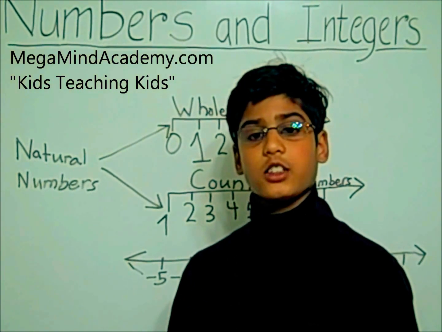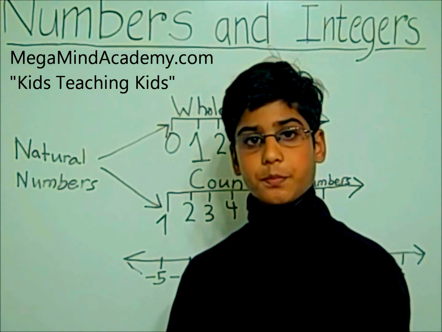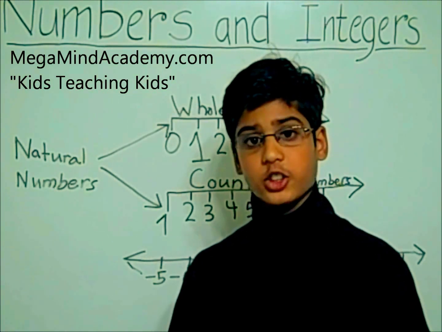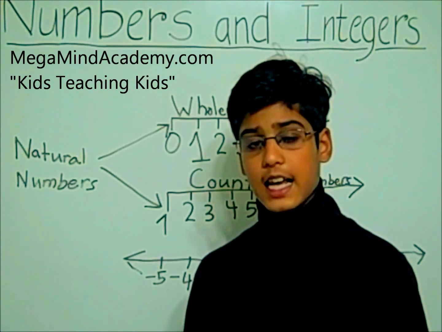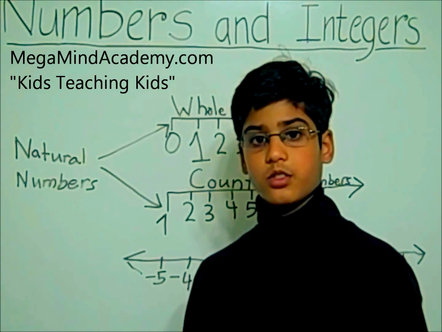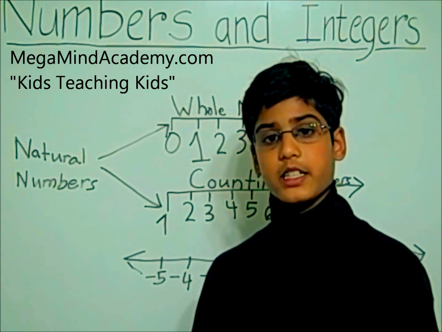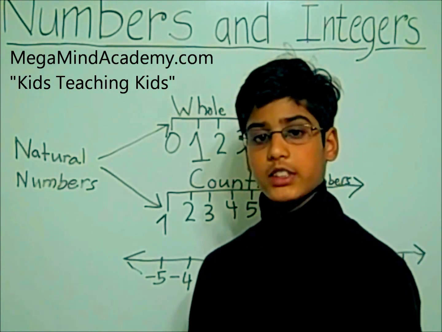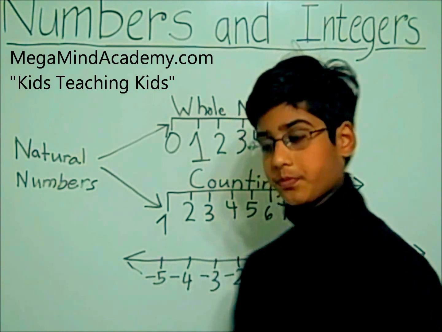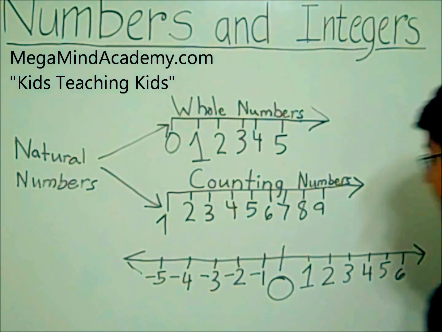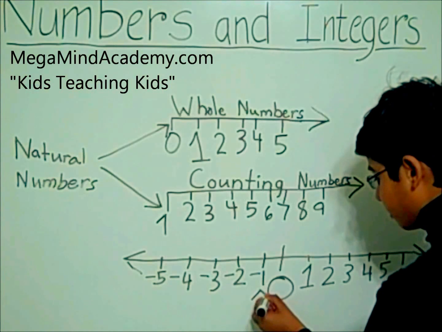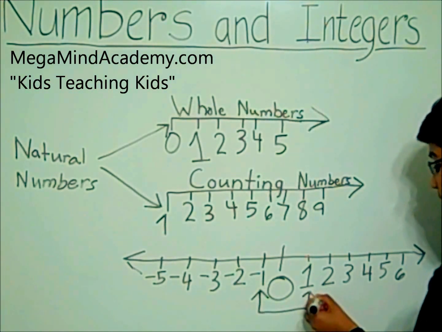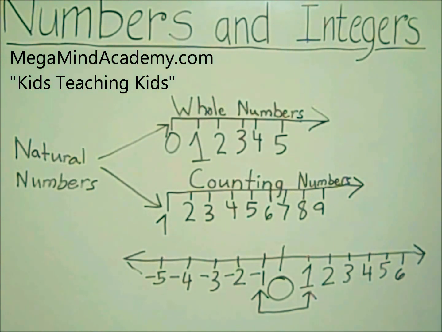Now, let's learn more about integers. Opposite integers are the integers that have the same absolute value and have the same distance to 0. Like -1 and 1 are opposite integers.